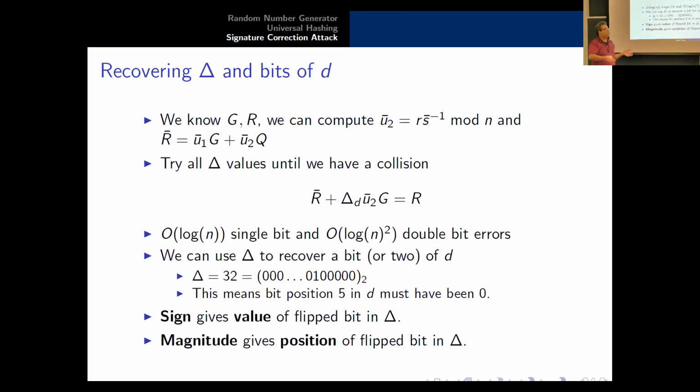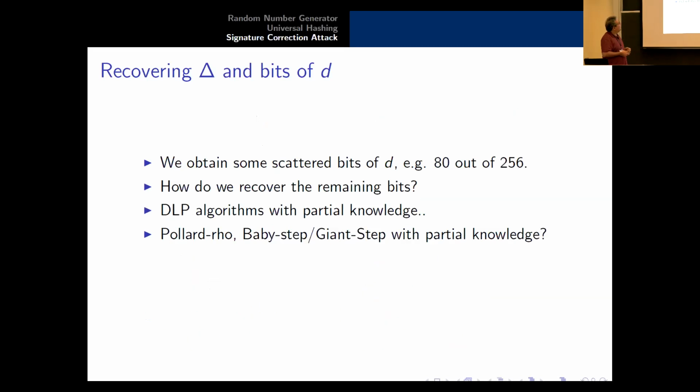So this is what we call the signature correction attack. Although we're only able to inject flips, we're using the signature verification as an oracle to figure out what the error pattern is. And from that, we're figuring out what the actual bit value in D is. So we know the 5th bit value of D to be 0 because of this error pattern. Now, by repeatedly running this and generating faulty signatures, each will give us 1 bit or maybe 2 bits of D. And so we obtain some scattered bits of D.